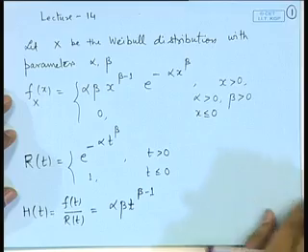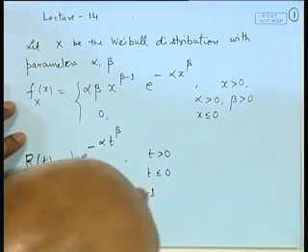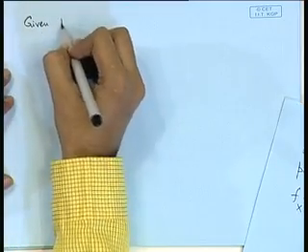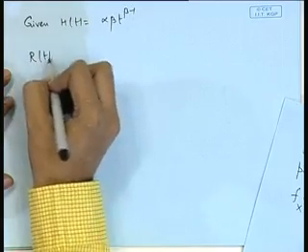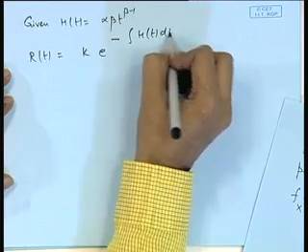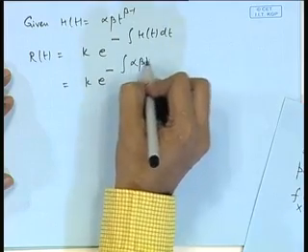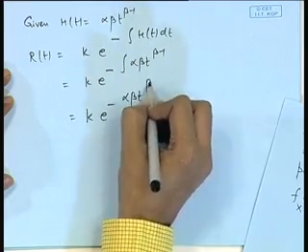If we are given h(t) equal to this, then we can use the formula for the calculation of reliability in the following way. Given h(t) is equal to alpha beta t to the power beta minus 1, R(t) is equal to k e to the power minus integral h(t) dt, that is equal to k times e to the power minus integral alpha beta t to the power beta minus 1, that is equal to k times e to the power minus alpha t to the power beta.